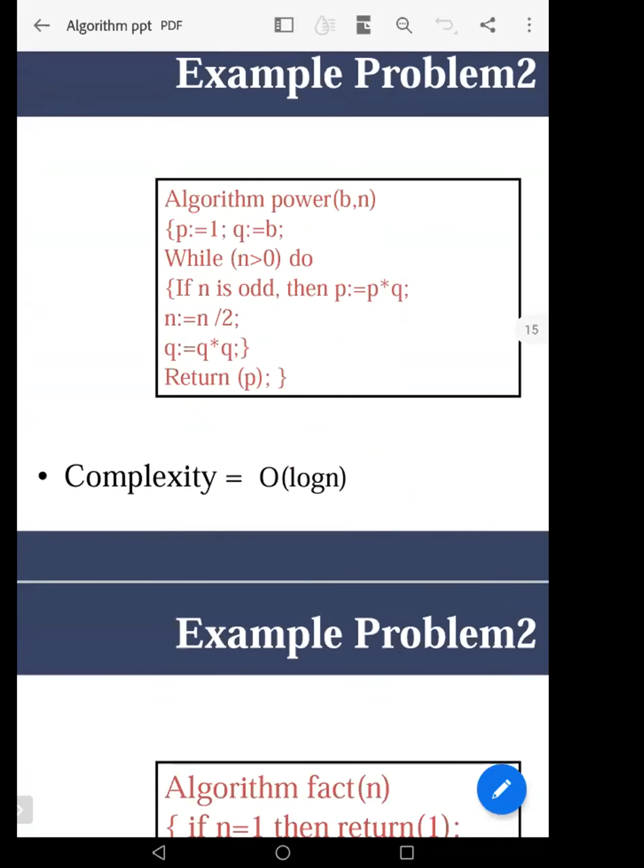This is an example of a divide and conquer problem, and the time complexity is log n, because n becomes n by 2. So when we are dividing the problem, its time complexity is order of log n.